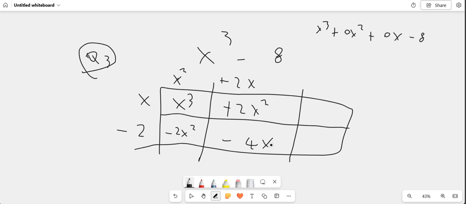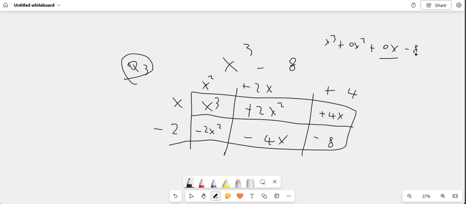How do you get from minus 4x to 0x? You add another 4x, so add 4x there. How many x's go into 4x? Plus 4, so add 4 there. Then times that by minus 2, that's minus 8. And as you see here, there's no remainder. It's meant to have no remainder.